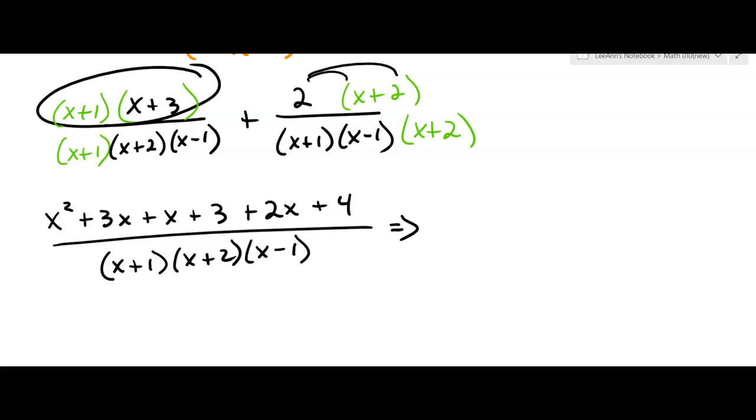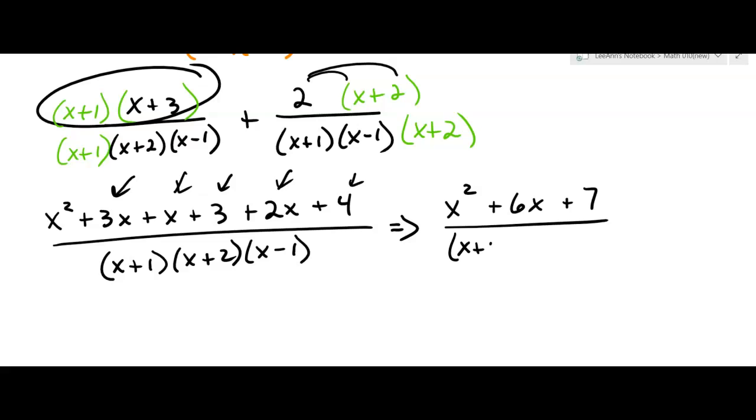Okay, now what happens in the numerator? I have an x squared. That's fine. And then I have a 3x, an x, that's 4x. I have 2x, so that makes 6x. And then I have a 3 and a 4, which makes 7. And that's not going to factor, that numerator, because 7 is only 7 times 1, and you're not going to get 6 out of that. So the numerator doesn't factor.